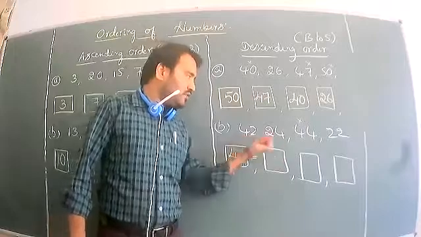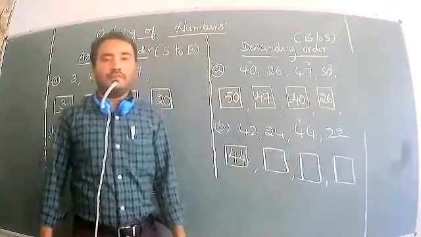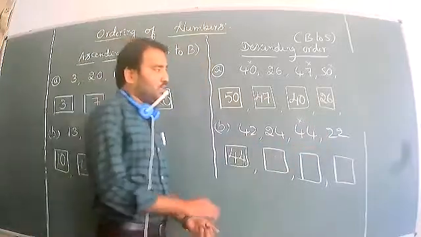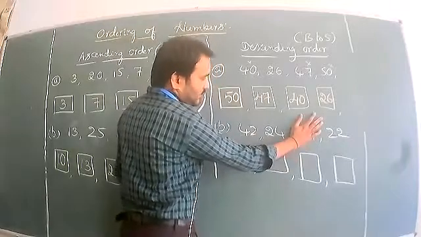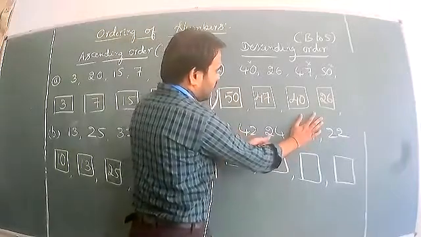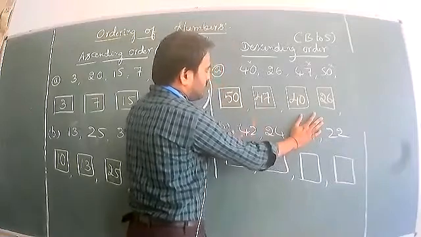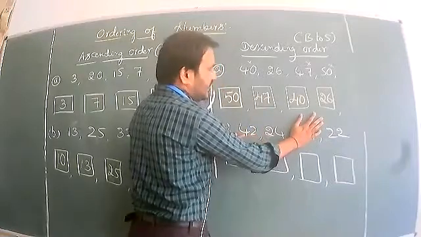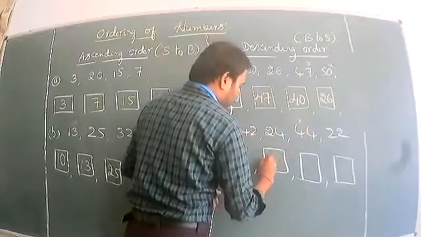Now the remaining three. Which one is greater? Close the number 44. Remaining two numbers. So here 4 and 2. Both the values are the same. Now compare 4 and 2. Which one is greater? 4 is the greater. First digit, 42. That number is 42.